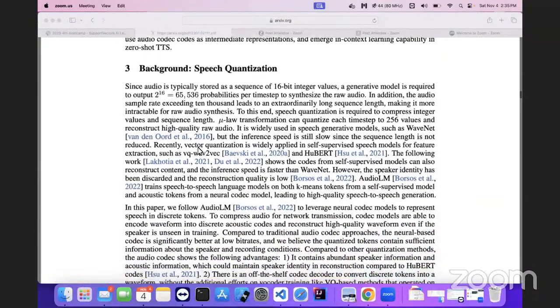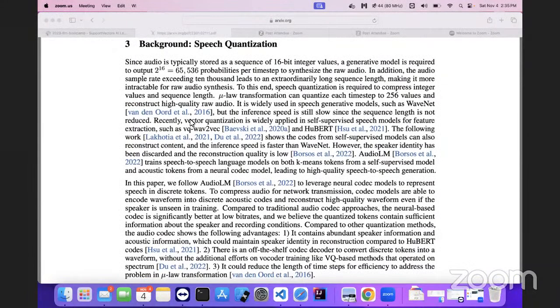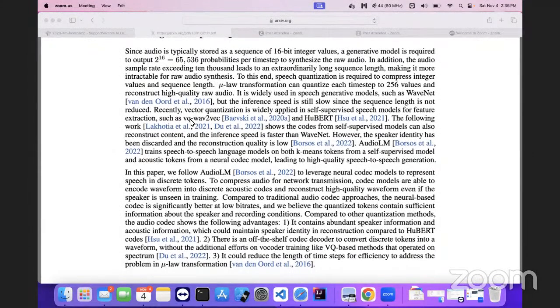Now, they're just explaining here in this paragraph how this neural encoder representation is much better compared to the previous or various other types of representation.